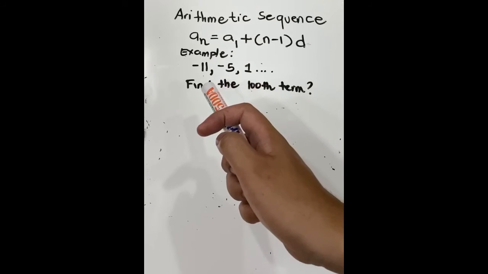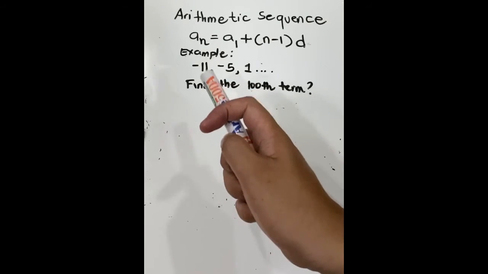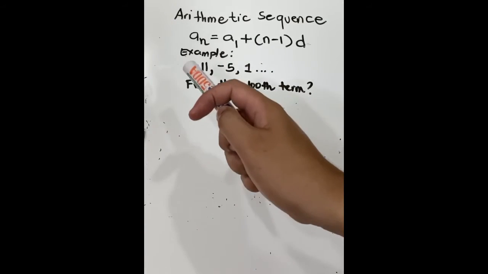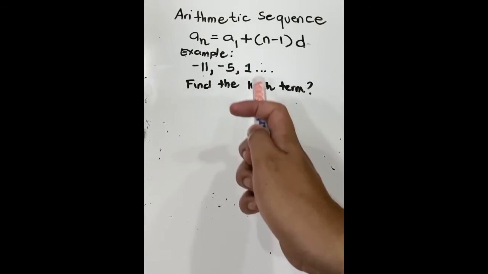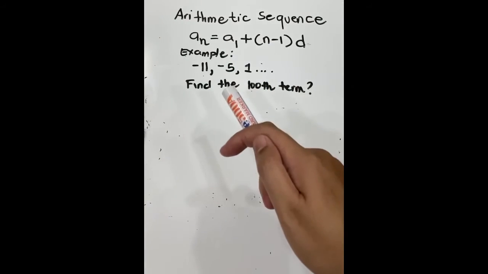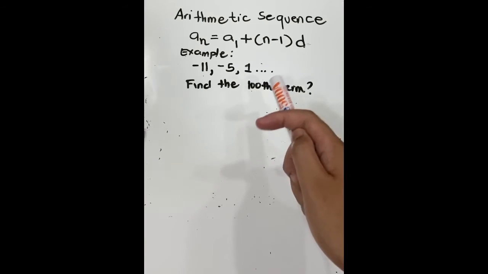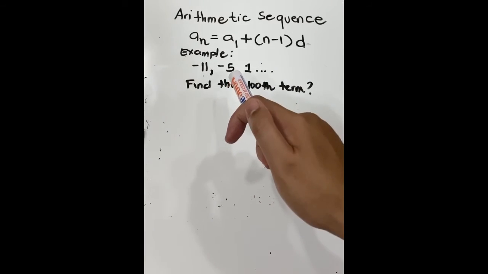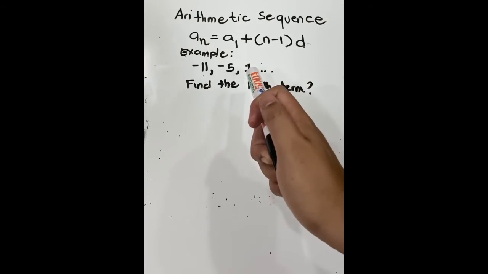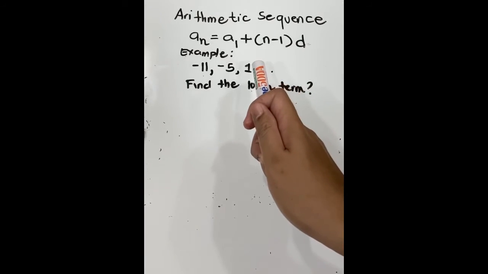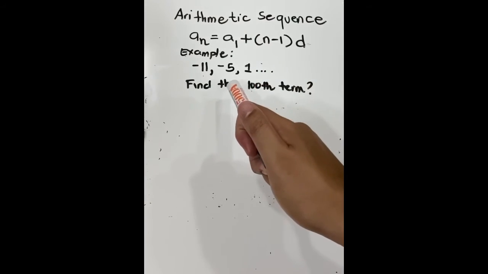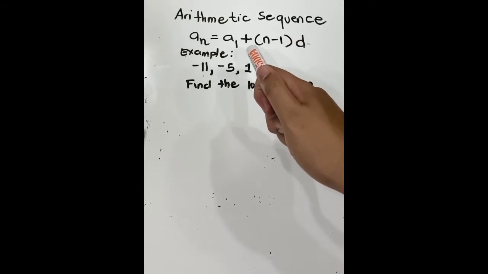So hello class, we are now on our last example in finding the nth term of our arithmetic sequence. So for instance, we have negative 11, negative 5, and 1. So I want to challenge you class to find the 100th term, or hahanapin natin yung pang 100 na term. So syempre kapag tinuloy-tuloy mo tong ating sequence hanggang sa maabot mo yung pang 100 na term, napakatrabaho at napaka-time consuming ng ganong proseso. So wala tayong choice but to use our arithmetic sequence formula.